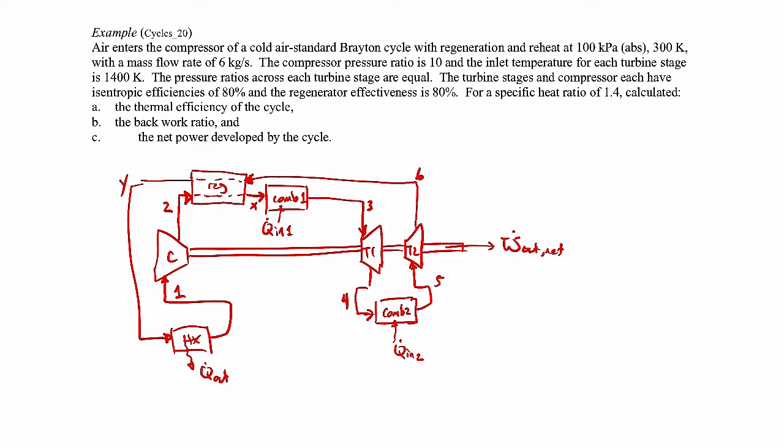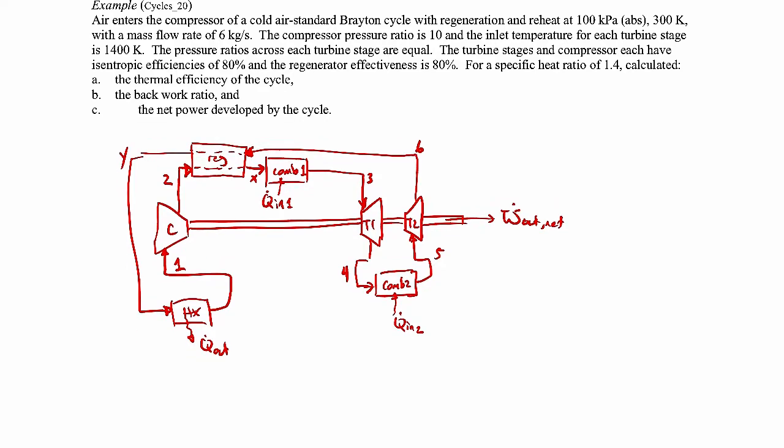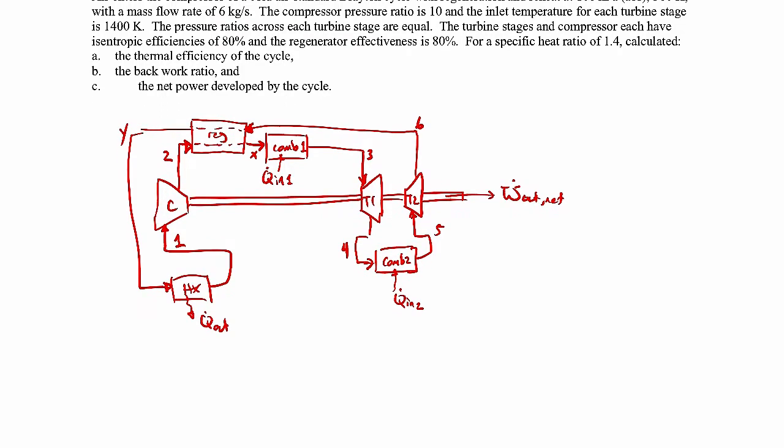Okay, so kind of a complicated looking example, but we're going to analyze it basically the same way we've analyzed every other cycle in this whole class. All right, so we're doing a cold air standard analysis, so let me just put some quantities associated with that. We're going to use the gas constant for air, that's 0.287 kilojoules per kilogram Kelvin. And we're going to also make use of the specific heat at constant pressure. So I'm going to look that up. And from a table, that's 1.005 kilojoules per kilogram Kelvin.